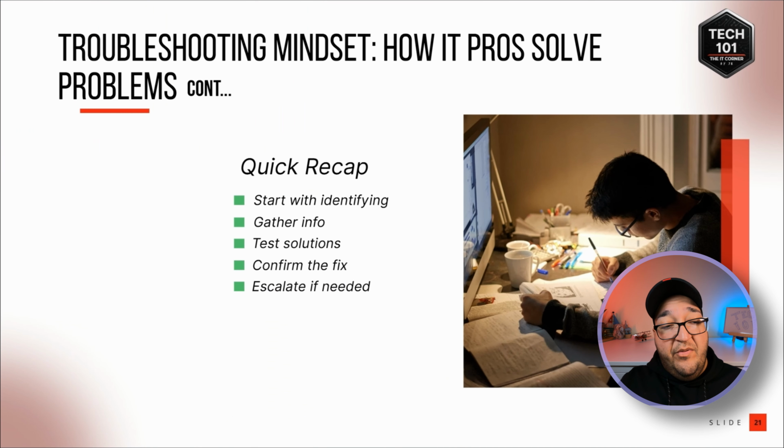Now, a quick recap, right? You start with identifying, you gather the information, you test the solution, confirm the fix, and escalate if needed. That's what an IT pro will do in a situation like that. This mindset is one of the most valuable things that you can build early in your tech career, because tools will change, tech will evolve, but problem solving is always going to be there. So next time something doesn't work, just pause, take a break, walk through the steps, and train your brain to work like an IT pro, okay? Master this and you're already ahead of most beginners.